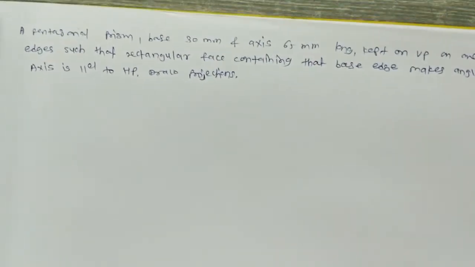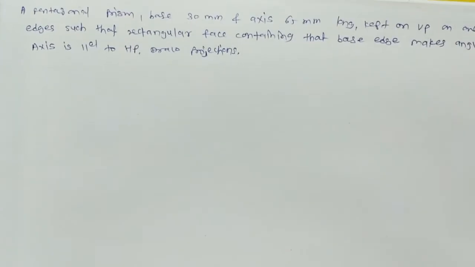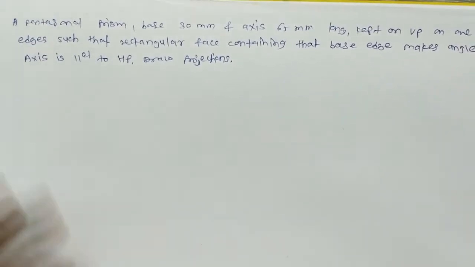Now we will take one example. A pentagonal prism, base 30 mm and axis 65 mm long, is kept on VP on one of its base edges such that the rectangular face containing that base edge makes an angle of 30 degrees with VP. Draw projections of the prism when its axis is parallel to HP.